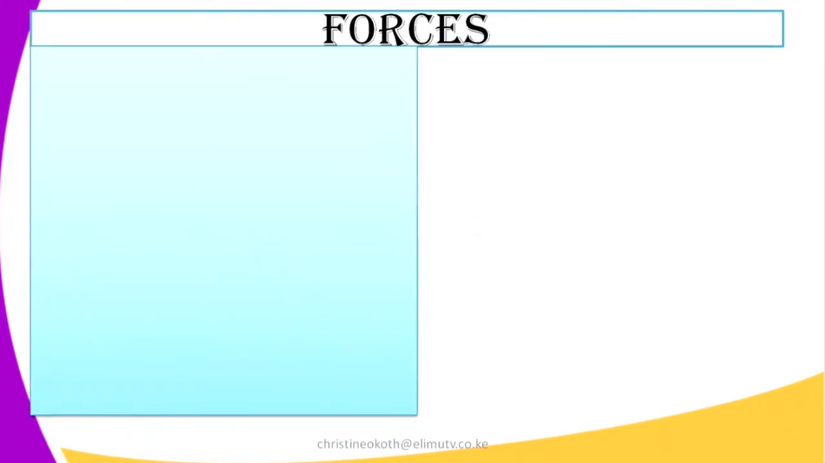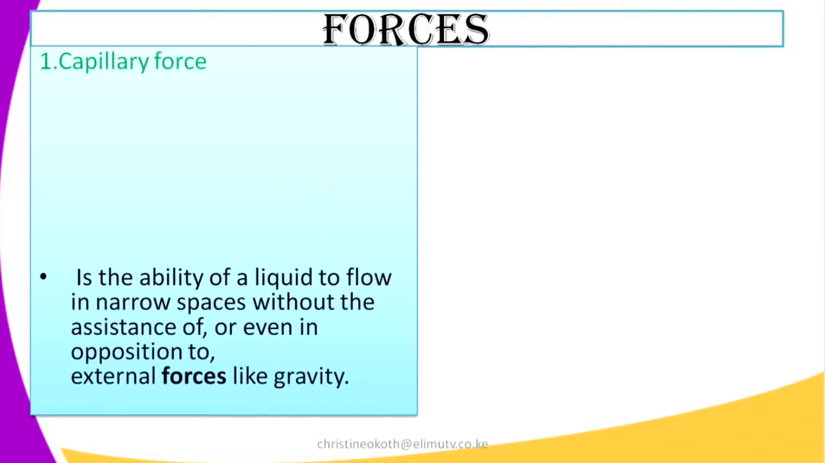So there are various forces that help in the uptake of water. From the soil to the roots up to the leaves, the water undergoes some forces that help it in a continuous uptake of water. It becomes like a circle. When the water is evaporated, there will be need for more water to be absorbed from the roots. So let us look at these forces that help in the uptake of water.